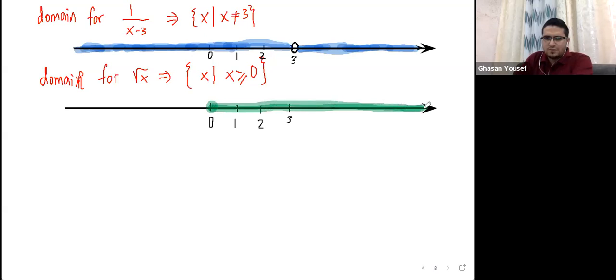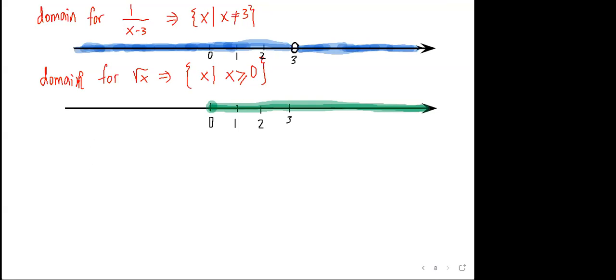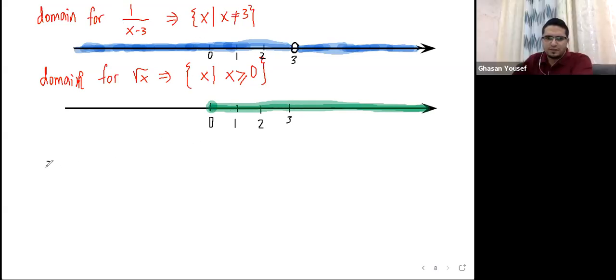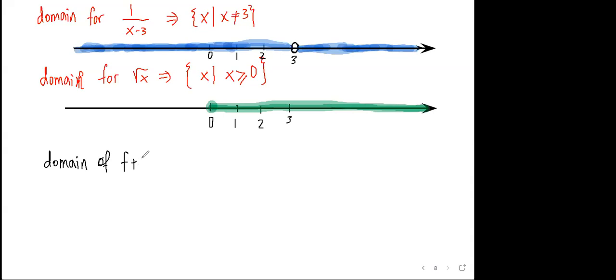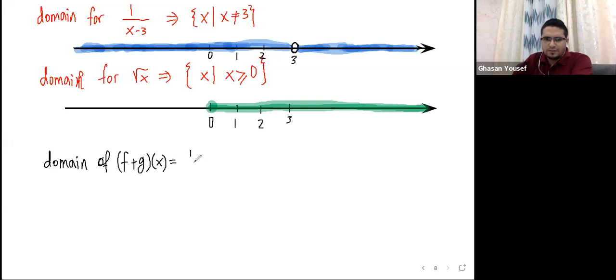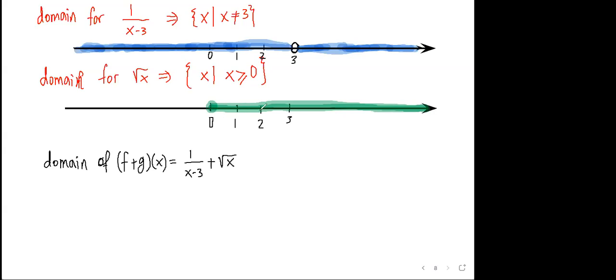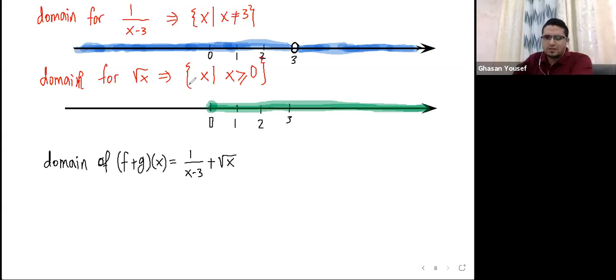Now, what is the intersection between both of the domains? What is the common value between both of the lines? 0, 1, 2, those numbers. Yes, but what about the 3? It's only included in one of them. I think you can put an open circle. What about the -1, will it also be included?